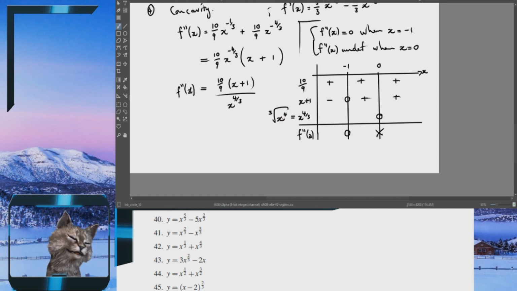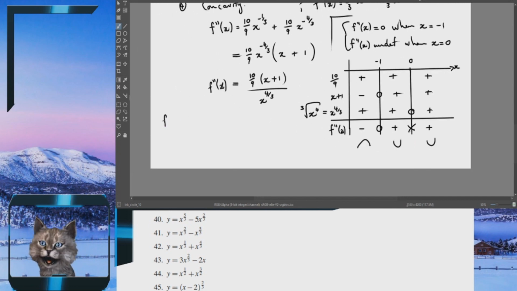I work inside out, which is why I want to look at the root version instead. X to the 4 is always positive. Cube root of a positive number, positive. So I have on the first section, negative, positive, positive. So I'm bending down, then up, then up. Let's write these sentences. First, f is concave up on, can I say -1 to infinity? Yes, I can, because I'm referring to the function, which is defined everywhere.